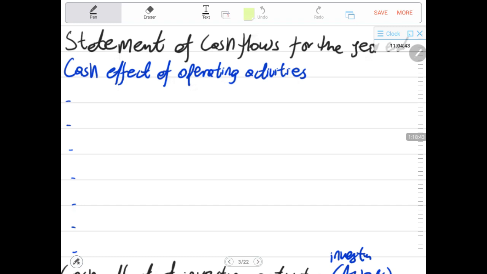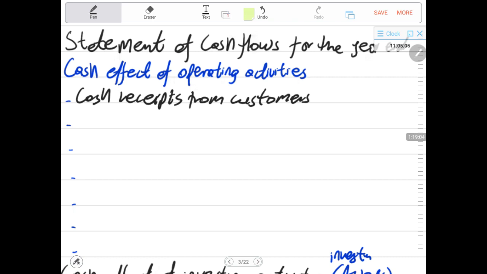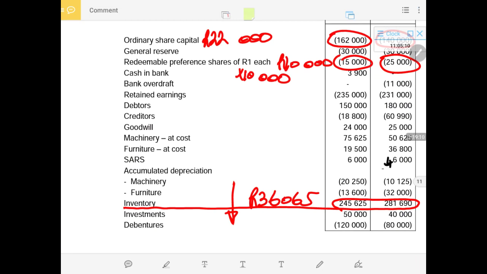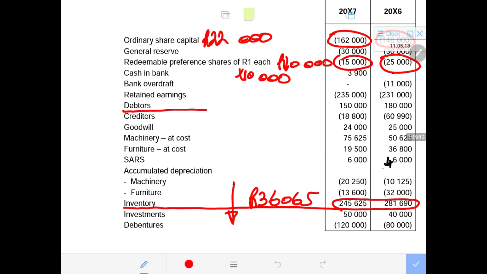Really, we know that we start with cash receipts from customers. We know that cash that is received from customers is opening plus sales minus closing. Very easy. Opening of debtors plus sales minus closing.